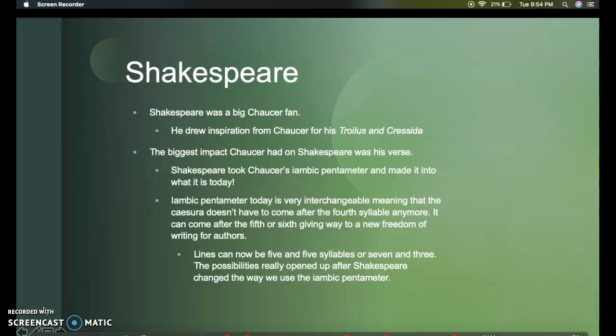So I leave you with this. I challenge you to open a well-known book of verse. Pick any line, and it will probably be written in iambic pentameter.